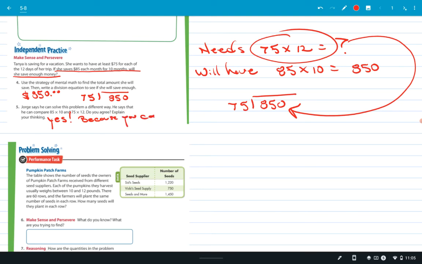You can compare the totals and see if, who was it, Tanya, see if she has enough money. So I've kind of done a fair amount of that for you. You'll still have to do number 4, okay?